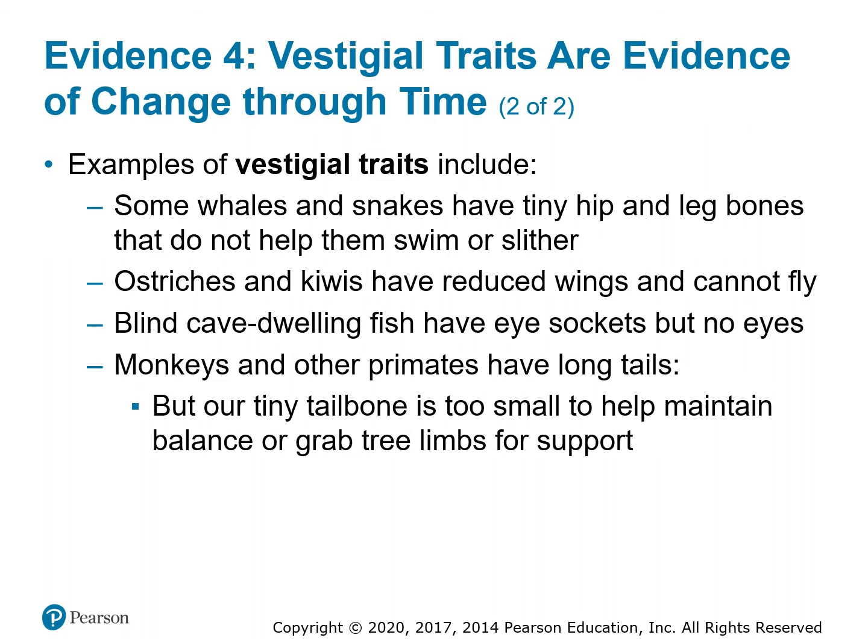Some examples of vestigial traits are whales and snakes having tiny little hip bones and leg bones that don't really work. Ostriches and kiwis don't fly, but they still have wings, so they're modified wings. There are fish that live in caves that have no eyes, but still have the eye sockets. And then, of course, we have the tailbone example.